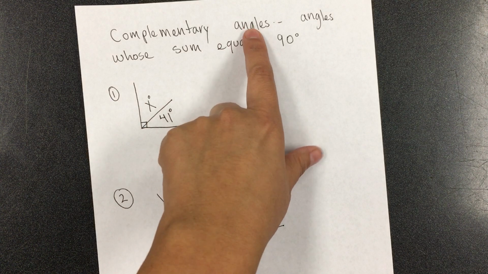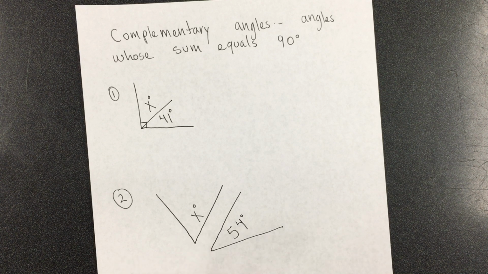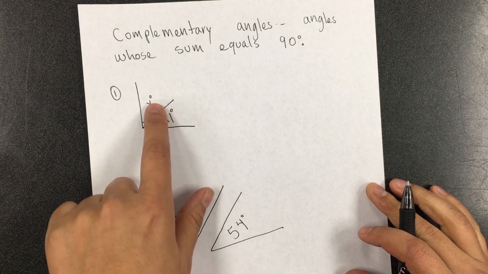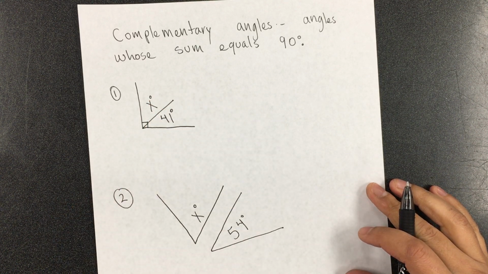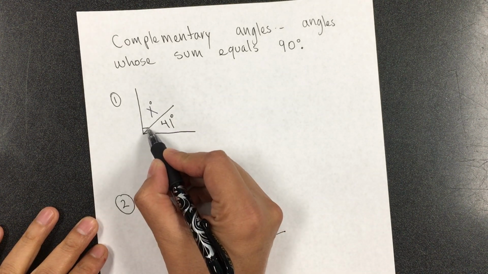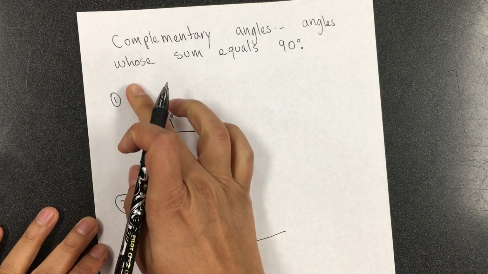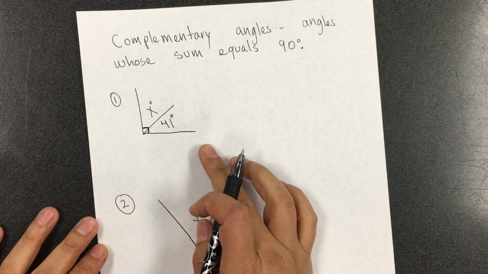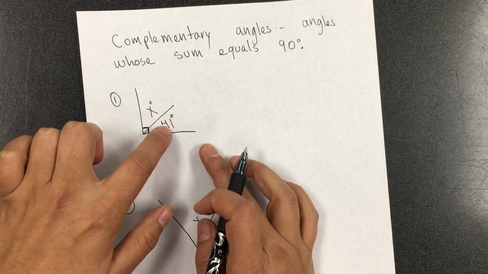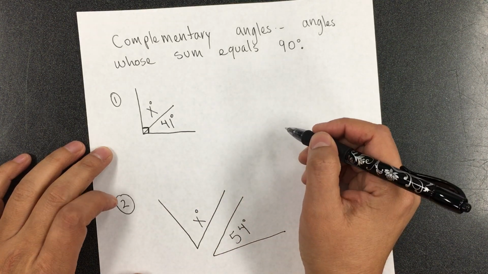Complementary angles are angles whose sum equals 90 degrees. What does that mean? When you have two or more angles, if you add them, they should equal 90 degrees. In here, this little marking, a tiny square, represents that this bigger angle is a total of 90 degrees. So x plus 41 equals 90 degrees, and those are a pair of complementary angles.